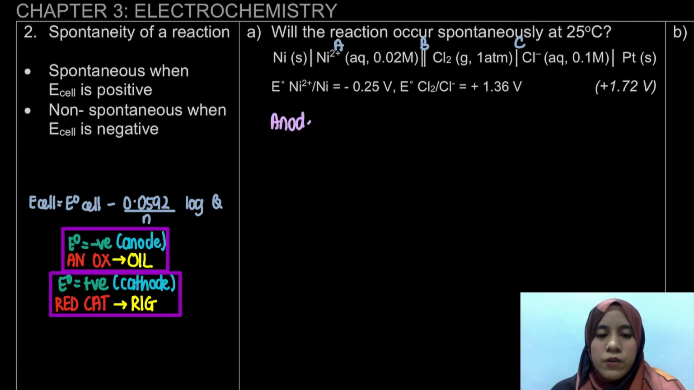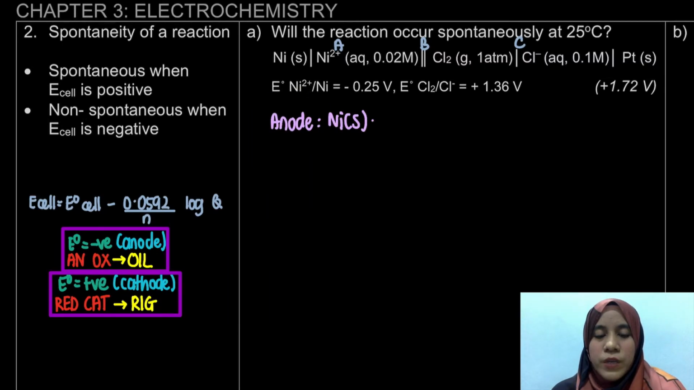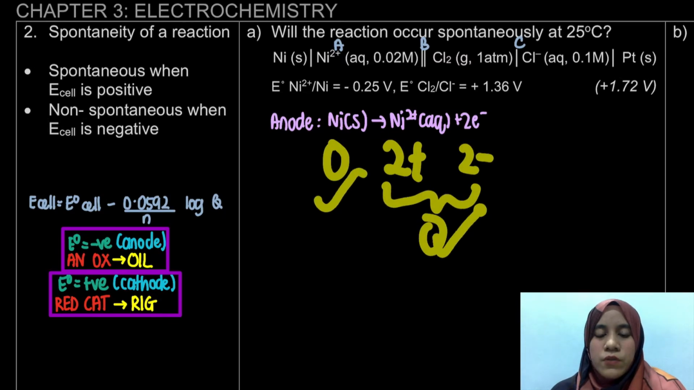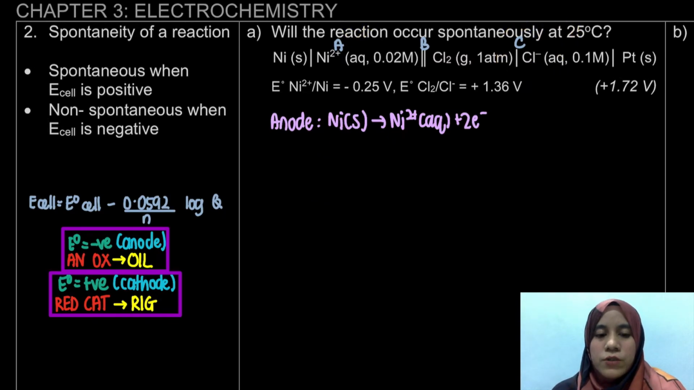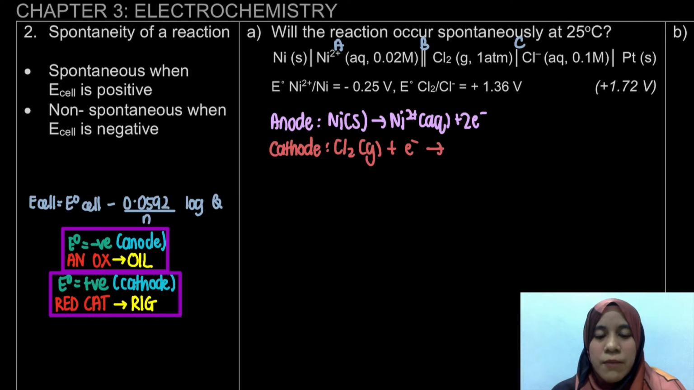Where the anode must be the oxidation process, where it will lose electrons. So nickel solid will lose electrons to become Ni2+. Okay, and then make sure it is balanced, not only the atoms, the charge is also balanced. Okay, so that's for the anode. How about the cathode? Okay, so for the cathode here, first is the Cl2 gas. Remember this is a reduction process where it will gain electrons. So we're just going to add electrons to get the product, which is Cl minus.